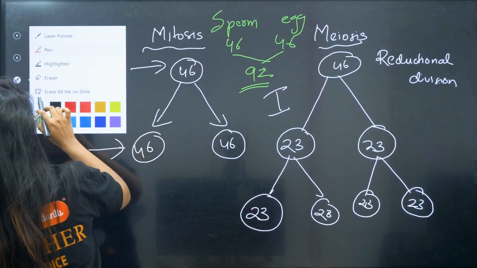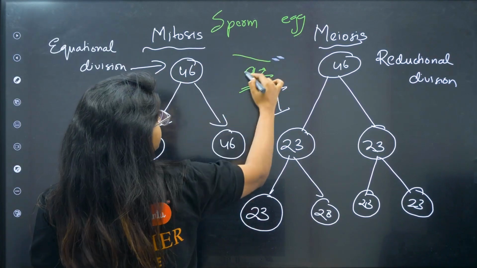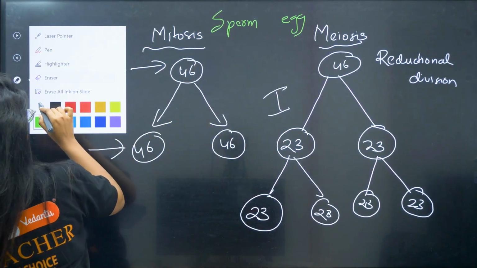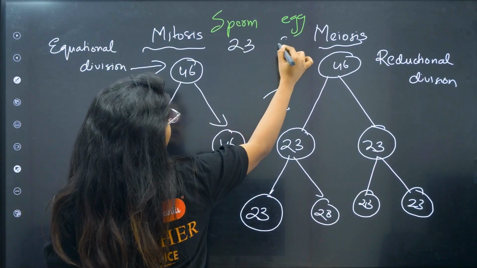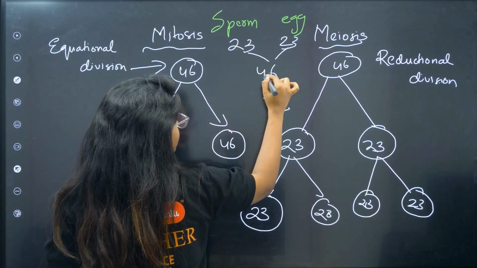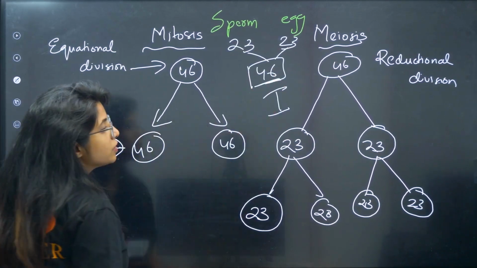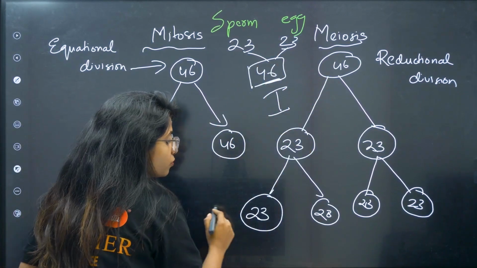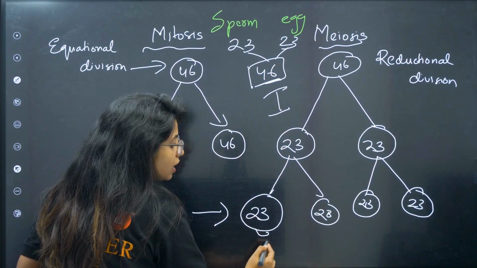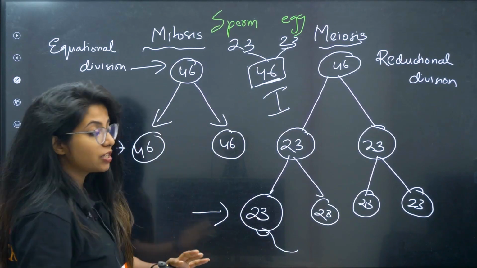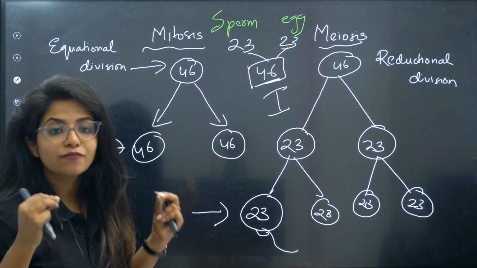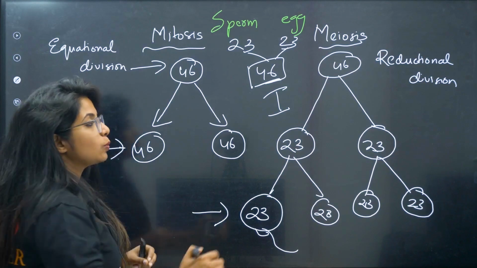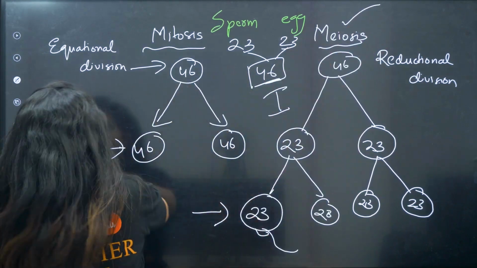So basically what do we need to do? We need to make it half. Let it be 23, and together it will be 46, and tada, it's just like a normal human cell. So if meiosis is happening, the number of chromosomes will be reduced, and when one such cell fuses with another such cell, obviously it will give 46 chromosomes, which is why we prefer meiosis.